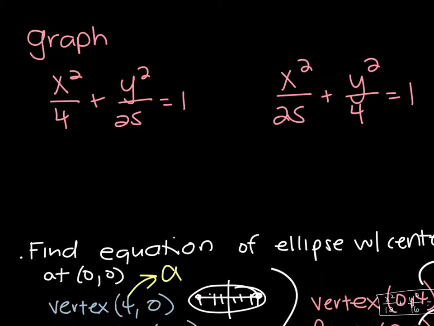So what's the difference with these two? One's vertical, one's horizontal. How do you know which one's which? Bigger numbers on the bottom of the y makes it what? Vertical. Bigger numbers on the bottom of the x makes it horizontal.